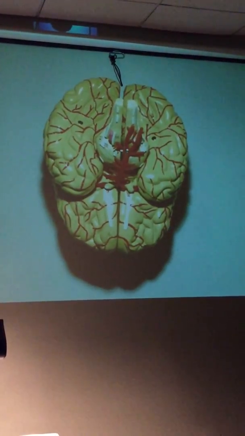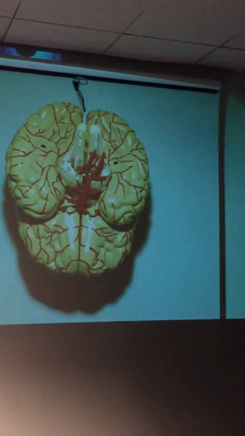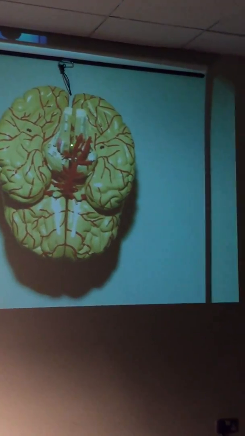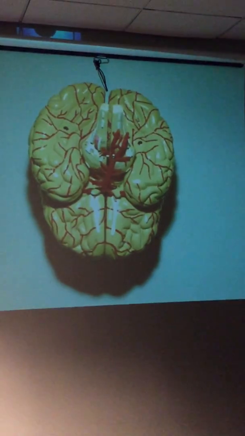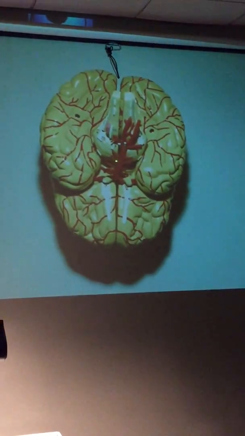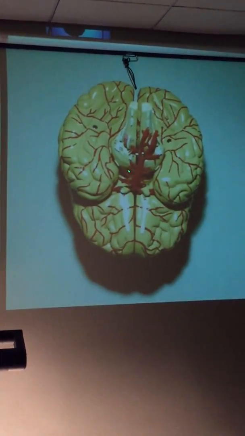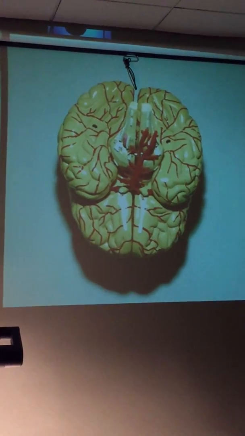So here, what you can see now, you can see the two vertebral arteries coming from the back, joining to form the basilar artery. And it is this basilar artery that is now dividing into the posterior cerebral artery here. But again, this is not a good model to see.